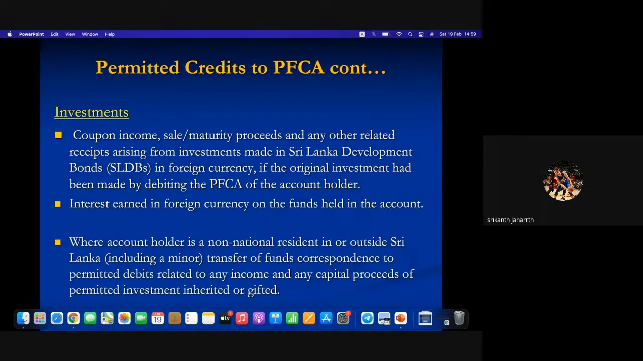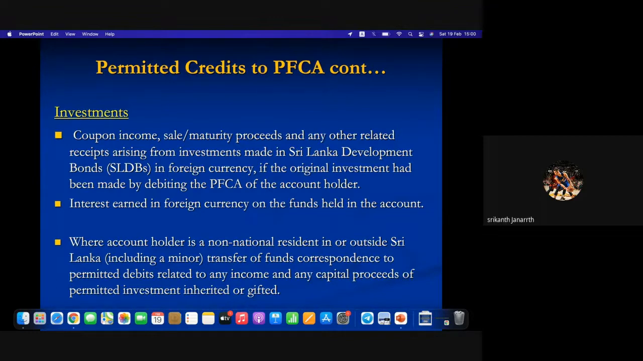Then where the account holder is a non-national in or outside Sri Lanka, including a minor, transfer of funds corresponds to rights. Let me explain. Where the account holder is a non-national, the account holder is a foreigner or outside Sri Lanka, including a minor, transfer of funds corresponds to permitted debits related to any income, any capital proceeds of permitted investment, inherited. Suppose the account holder is a non-national, say an Indian doctor maintaining a PFC account here, right? He is an Indian doctor, but what happened?